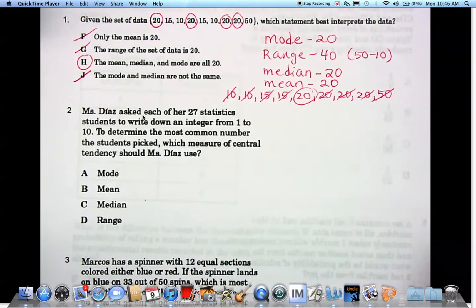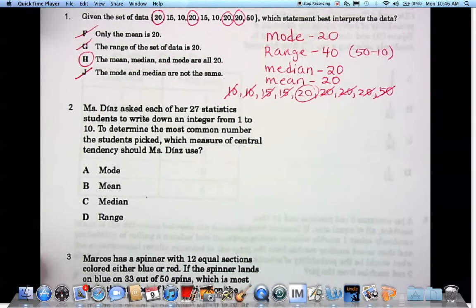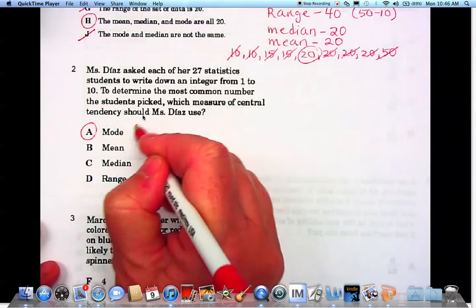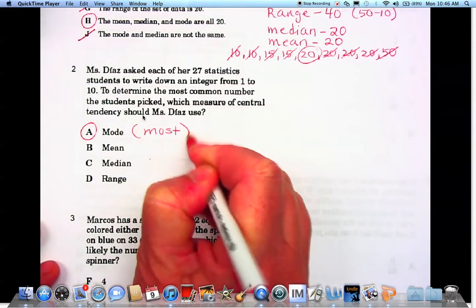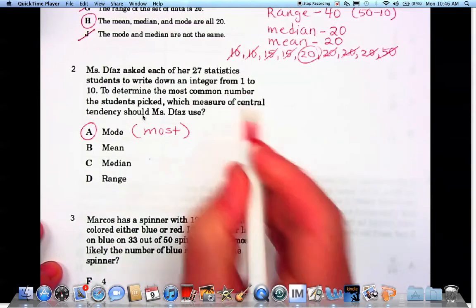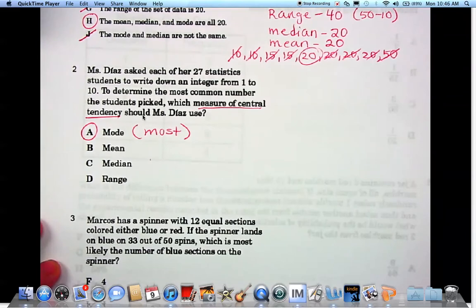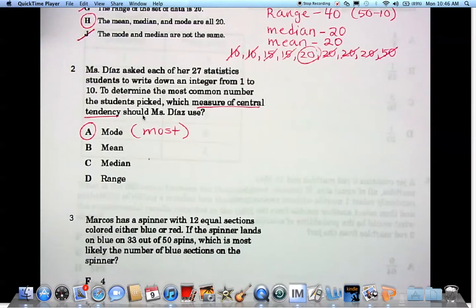Okay, Miss Diaz asked each of her 27 statistics students to write down an integer from 1 to 10. To determine the most common number the students picked, which measure of central tendency should Miss Diaz use? The mode. Mode, because it means most, the one that occurs the most. Okay, measures of central tendency are mean, median, mode, and range. Okay, that's what they mean when they say that.